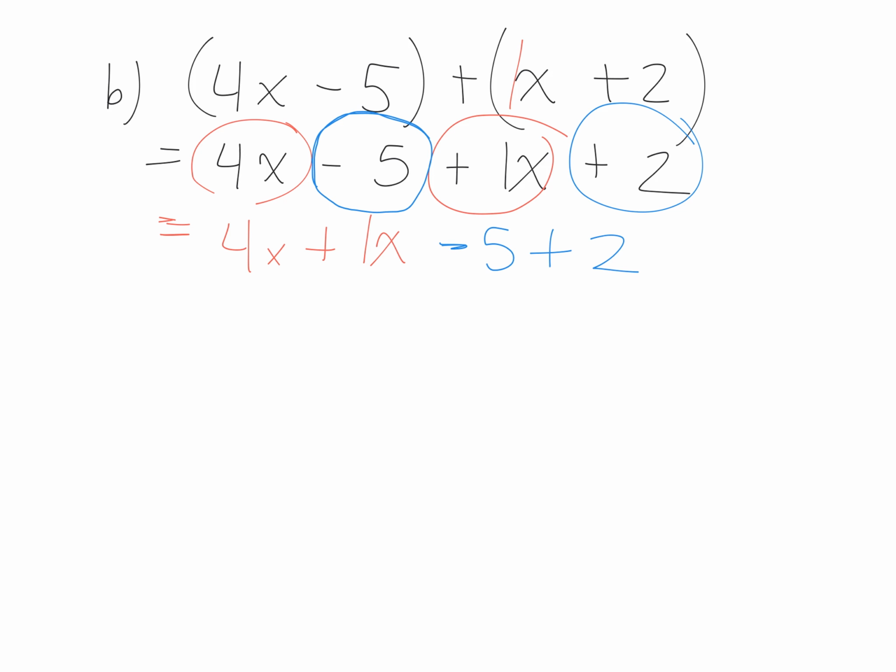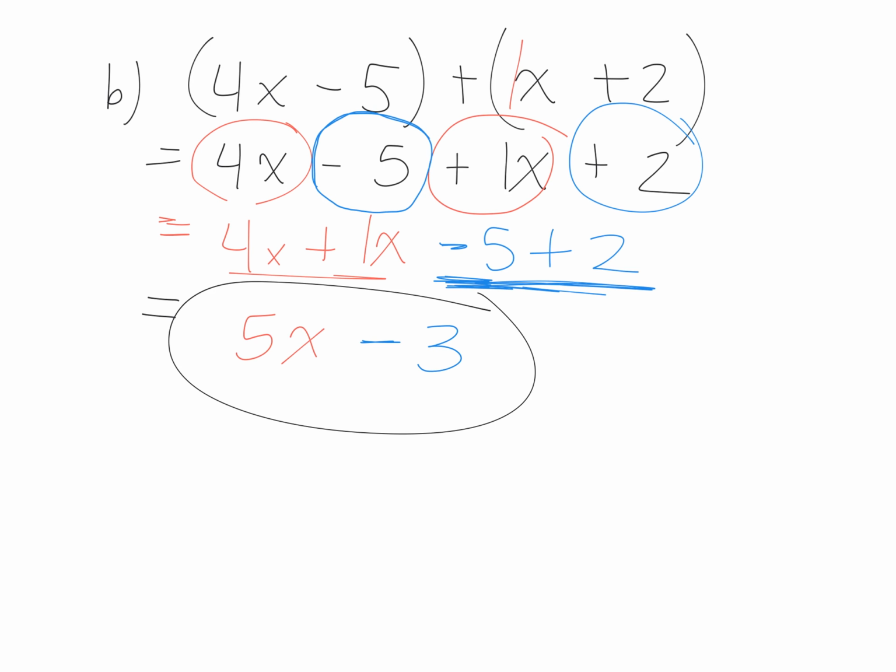Okay, so let's do the x's first. How many x's do I have altogether? I have 5 x's. Now, this is why I said it's very important to include the sign. I have a negative 5 plus 2. Negative 5 plus 2 is negative 3. So the answer is 5x, take away 3. That's it. I can't take 3 away from my 5 x's because they don't have the same variable.